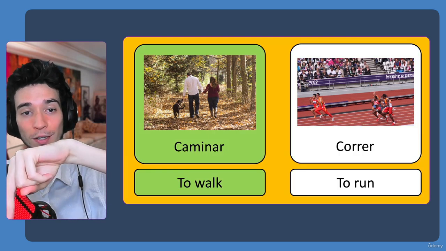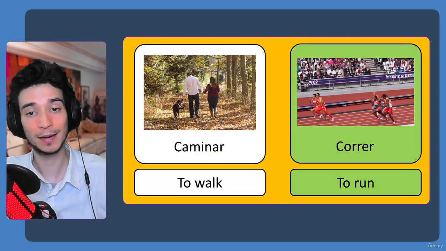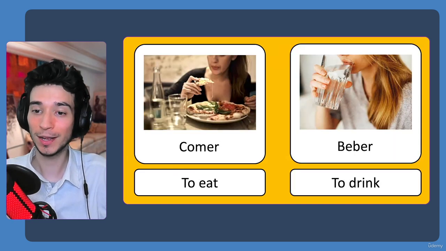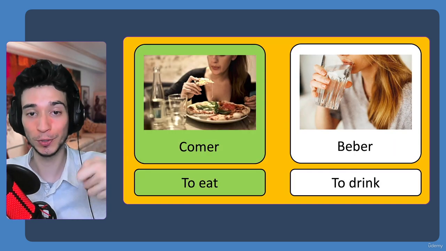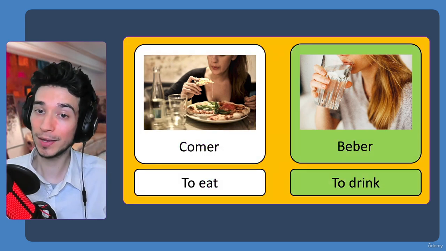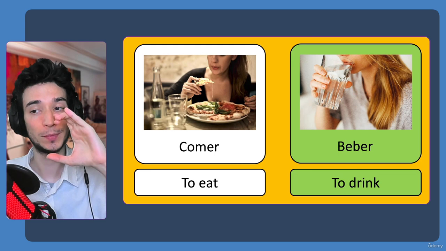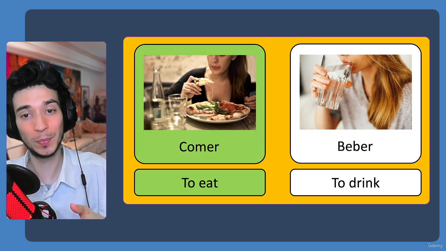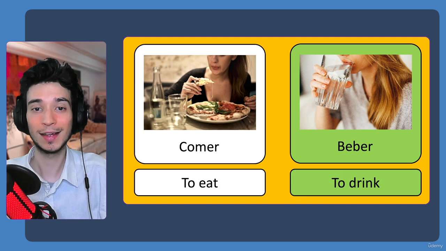Caminar, to walk. Correr, to run. We also have comer, to eat. And beber, to drink. Comer, to eat. Beber, to drink.